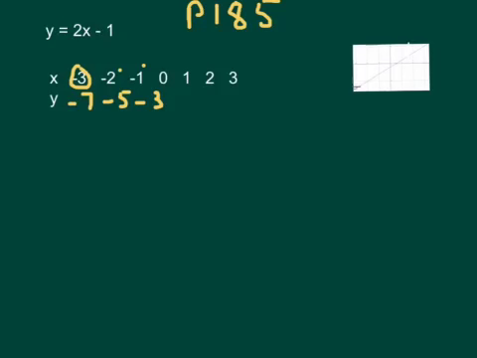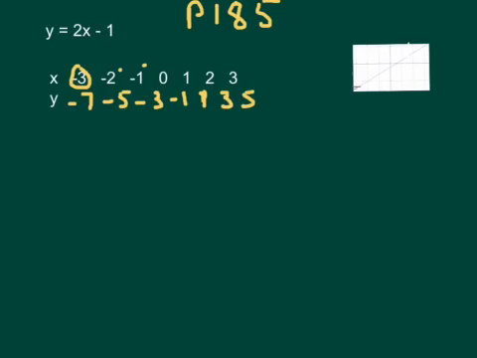Do you notice what's happening here? We seem to be increasing by 2 every time. Negative 7, negative 5, negative 3. Negative 1 would be a reasonable guess for here, wouldn't it? And then 1, positive 1. Then 3, and then 5.